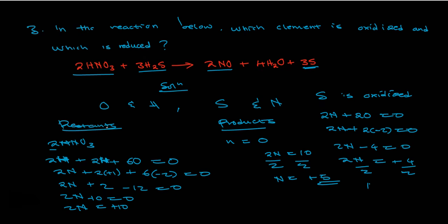We are having nitrogen here to be what? To be positive 2. So now we can tell that in the reactant we had 5, and in the product we have 2. So we can see that this number has been reduced. So we can say that nitrogen is reduced. Very simple. So this is how you can answer this question.